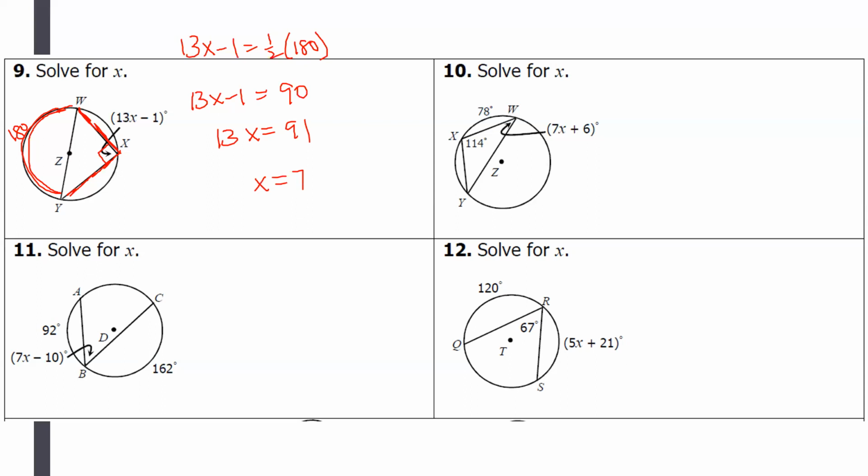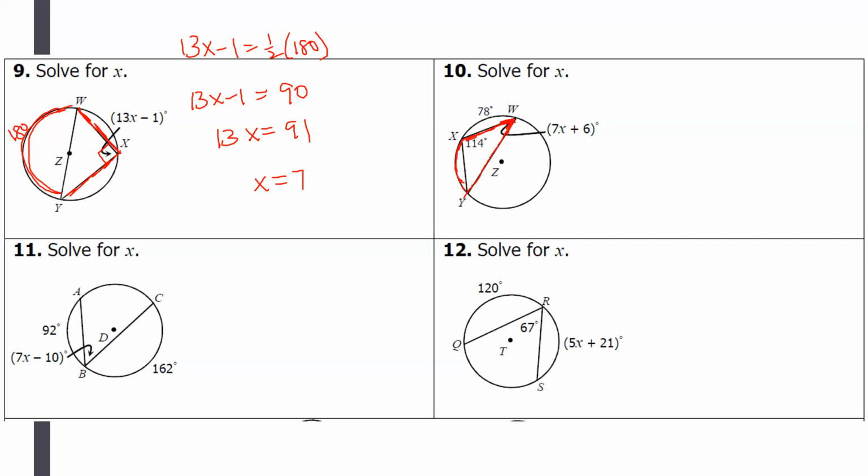All right, let's look at number 10. We need to solve for x. X is an expression for this angle right here. I don't know the arc inside of that angle, though. Here's the angle, the whole thing. The arc inside of it is arc XY, but I don't know the measure of arc XY, and WY is not a diameter, so that's not going to be helpful. So let's see.